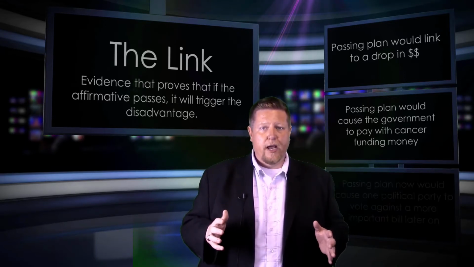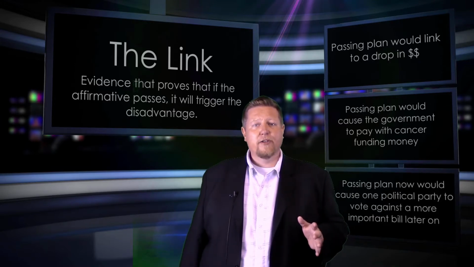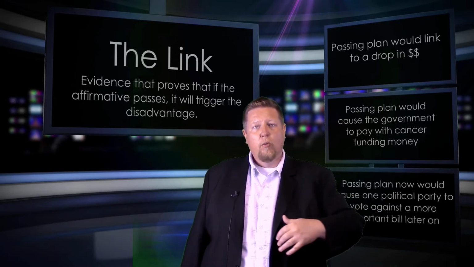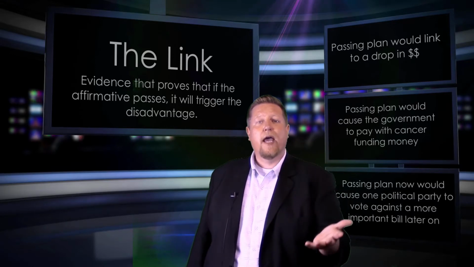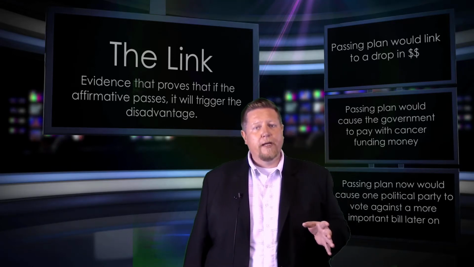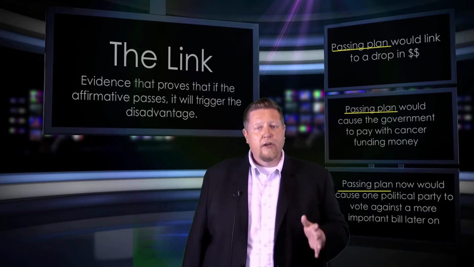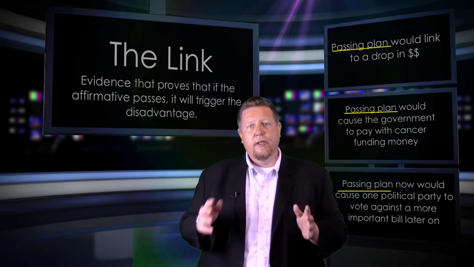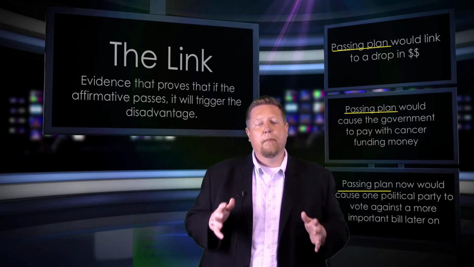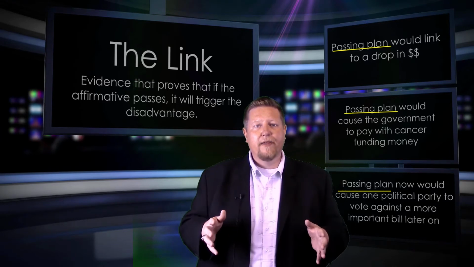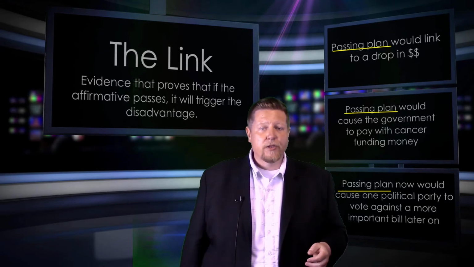In our politics example, the link is established by providing evidence that passing the military surveillance bill would cause the Republicans to vote against the health care bill. Note that in all three examples, it is the affirmative plan that triggers the undesirable outcome. So the link becomes a way for the negative team to blame the affirmative plan for the bad things that would happen if the plan were passed.